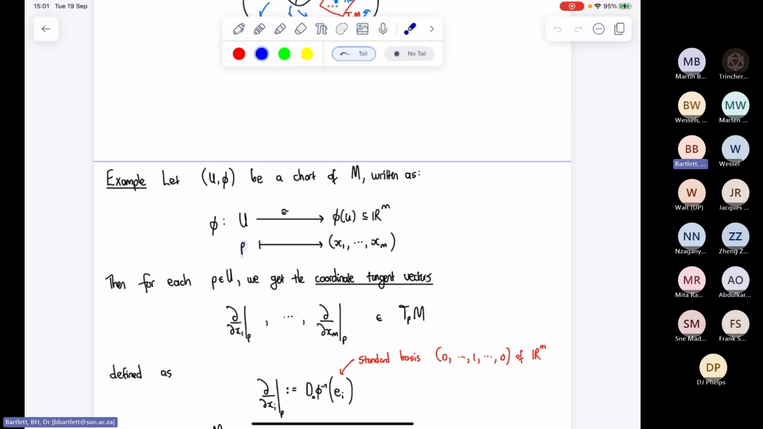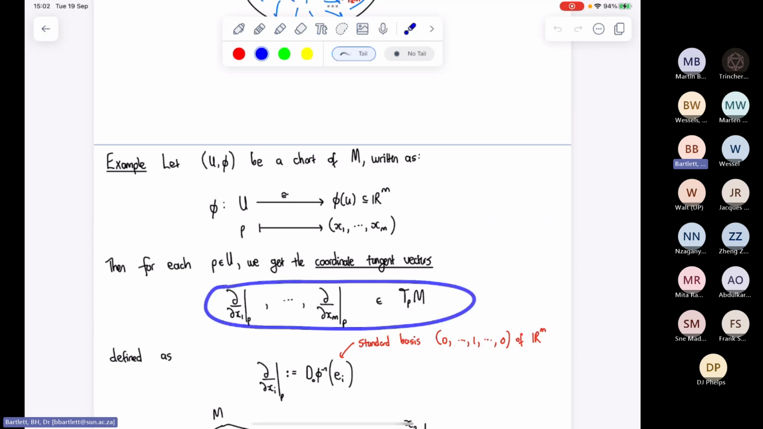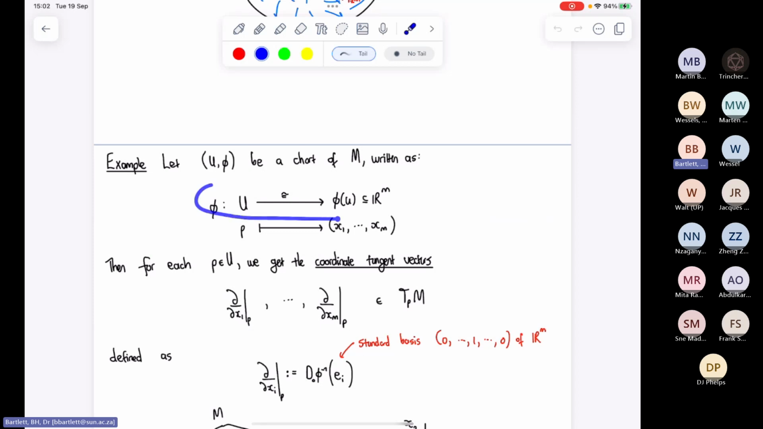a point P in the manifold, or point P in this open set, is going to get mapped to what I'll call x1 up to xm. Otherwise, I would have to write phi of P subscript 1, comma, phi of P subscript 2, and it would get notation heavy. So I'm just calling those x1, comma, dot, dot, dot, xm. And then for each P in this chart, we're going to get the coordinate tangent vectors, which I'll write like this: ∂/∂x1 at P, comma, dot, dot, dot, comma, ∂/∂xm at P. So these are certain tangent vectors living inside the tangent space coming from a chart.